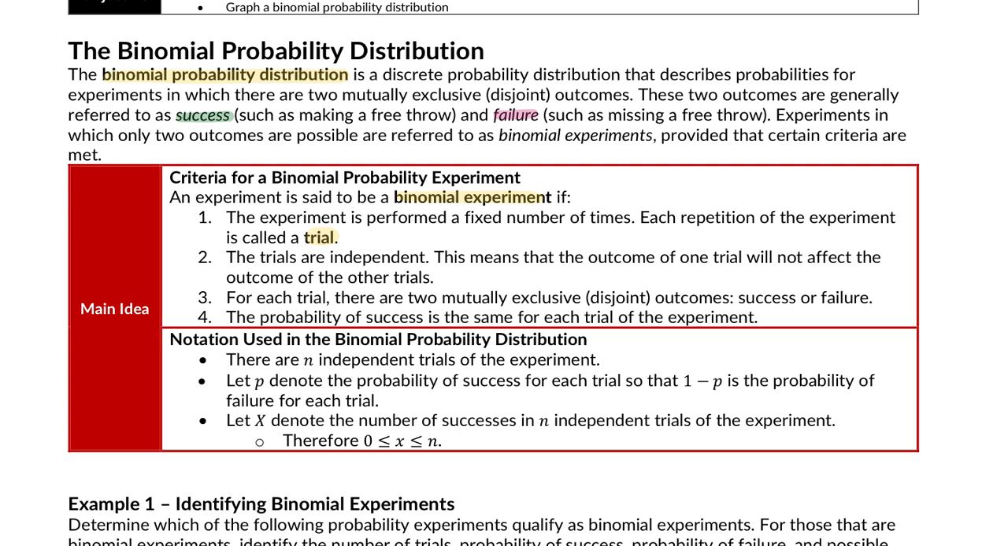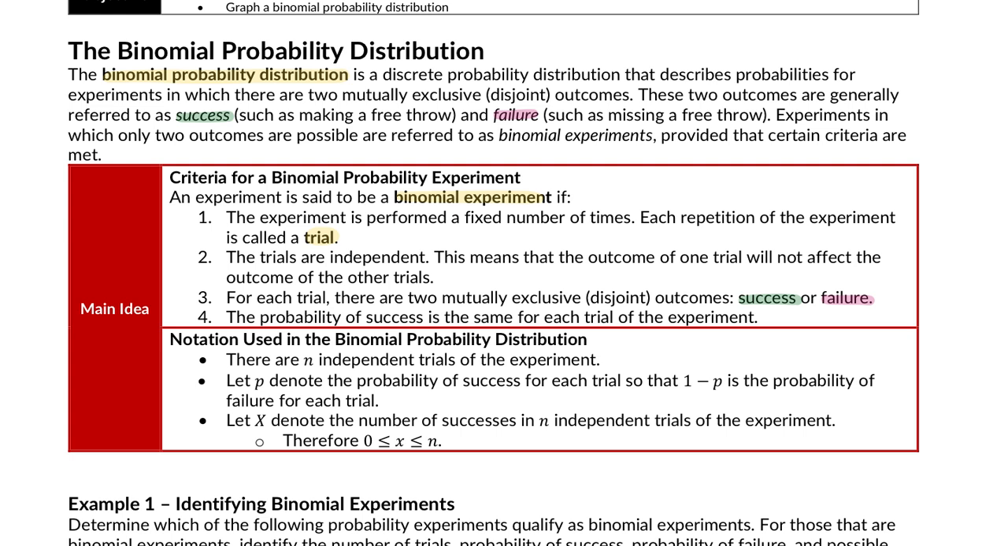The trials are independent. This means that the outcome of one trial will not affect the outcome of the other trials. For each trial, there will be two mutually exclusive or disjoint outcomes. Again, we're going to call those success or failure. It's the only options. You either make it or you don't. You either get heads or you don't. The probability of success is the same for each trial of the experiment because they are independent.